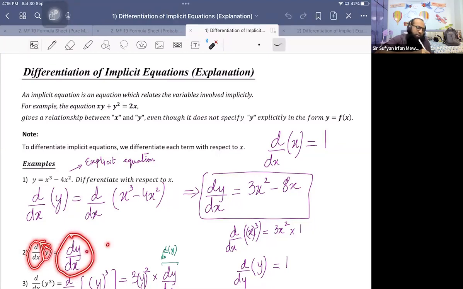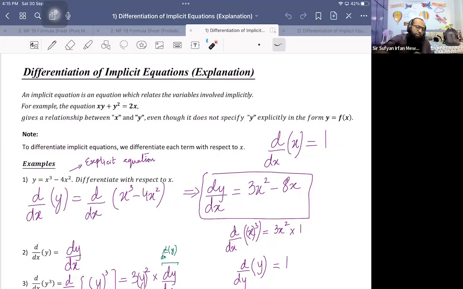This has already been implemented in example number 1. I've separately written it as well, just to let you all know that this is the rule, that if we are differentiating y with respect to x, then it could not be differentiated and it will be attached with d upon dx to give us dy by dx.